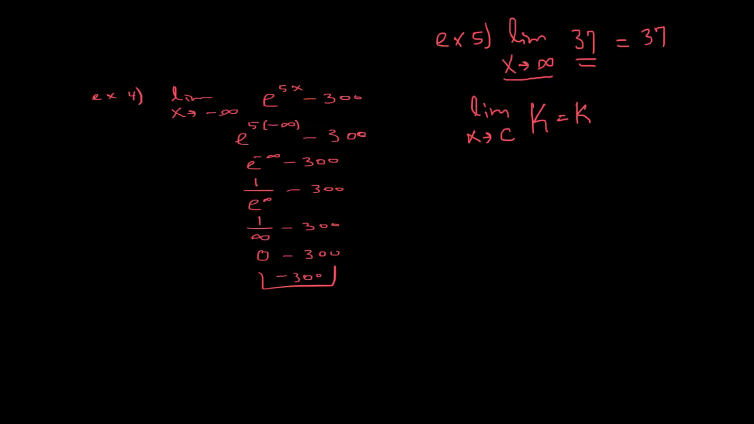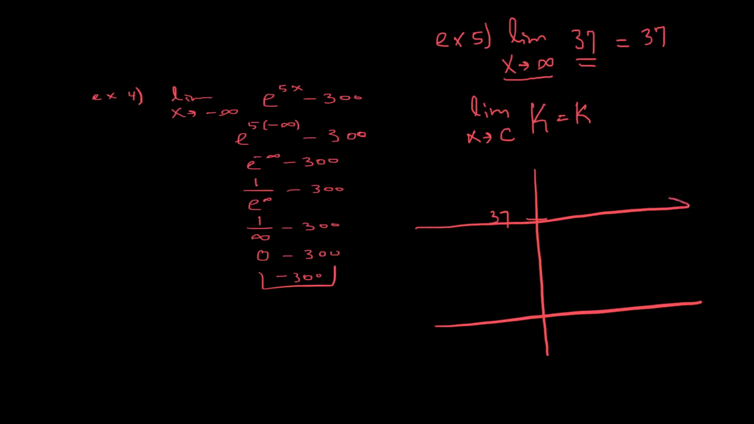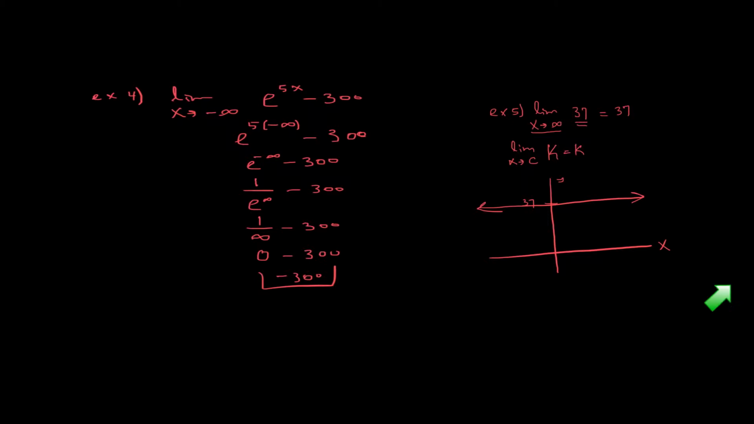And it kind of makes sense, because when you look at the graph of just 37, what does that look like? If this is 37, y equals 37 is just a horizontal line. And so, isn't it true that as x approaches any number way out here, the y would still just be 37? That's what the property is telling you.